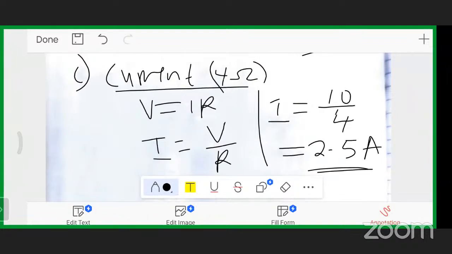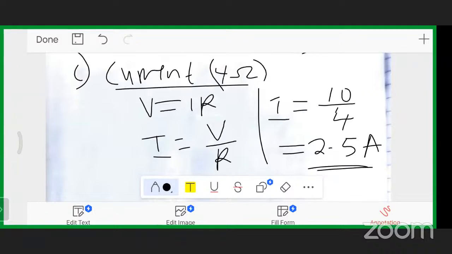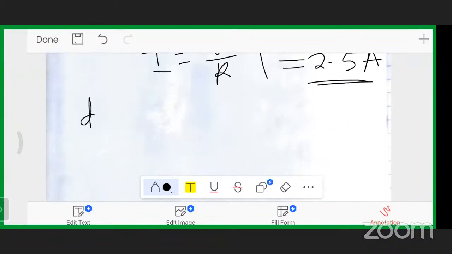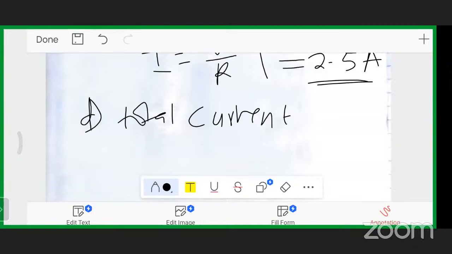Now let's check something. Let's try to calculate the total current in this circuit. What do you expect? Do you expect it to be higher than 2.5 or less than 2.5? The total current in the circuit. Higher. Yeah, we expect it to be higher. So let's just calculate it as well. The total current we have in the circuit.